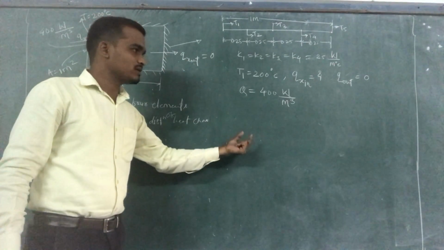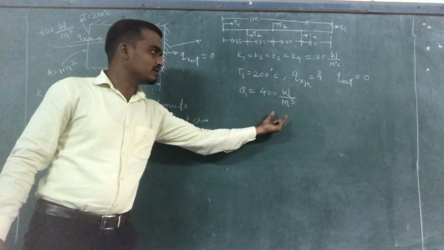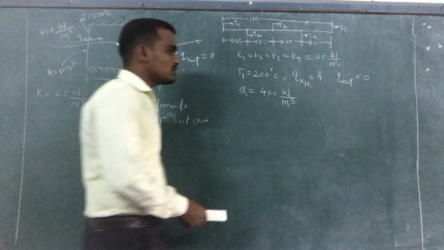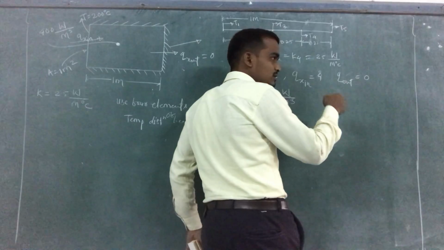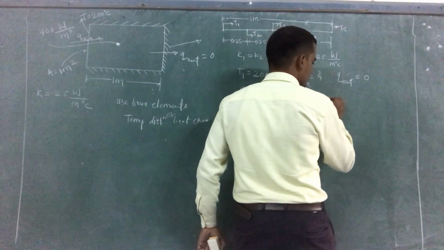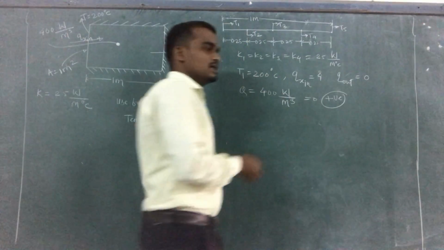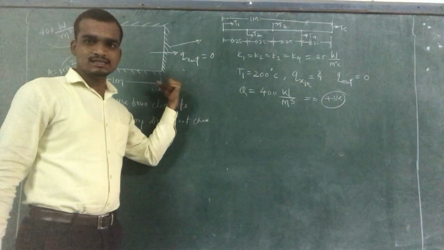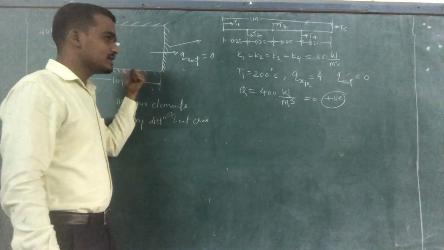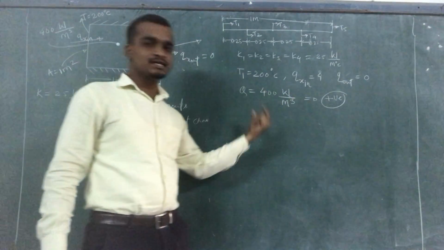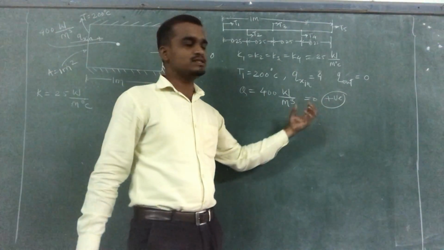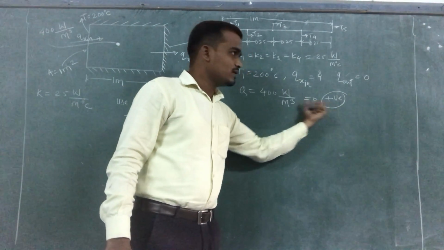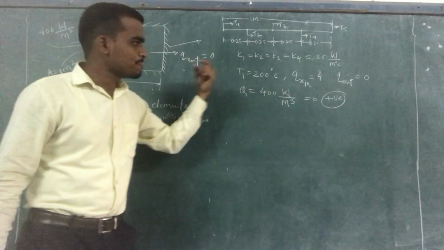But in this problem, they have given that there is a heat source of 400 watt per meter cube inside the heat chamber. A heat source means it will generate heat, so we need to take all the values as positive. But if there is a heat sink, then we will take it as negative, because the heat will be absorbed by the heat sink. If heat is generated, we take it as positive, and if heat is absorbed, we take it as negative. Means if a heat source is given in the problem, we take a positive value, and if a heat sink is given, we take a negative sign.